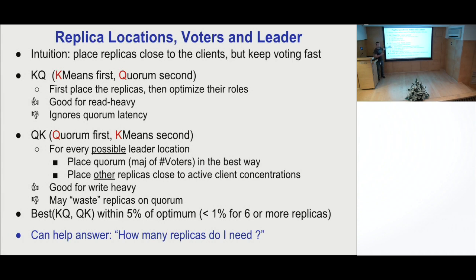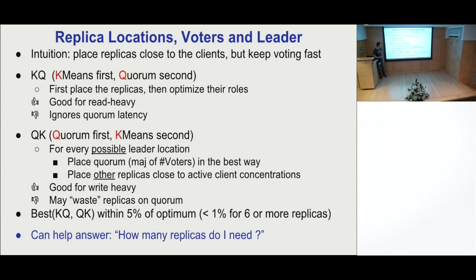So which one should we use? The good thing is that our algorithms produce a latency-based score, so we can just run both of them and get the score. And we saw that the best one is usually within 5% of the optimum, which we calculated by an exhaustive search. And for 6 or more replicas, it's within 1% of the optimum.